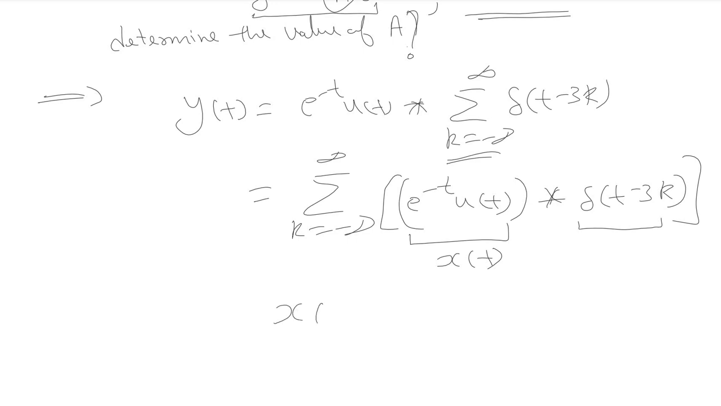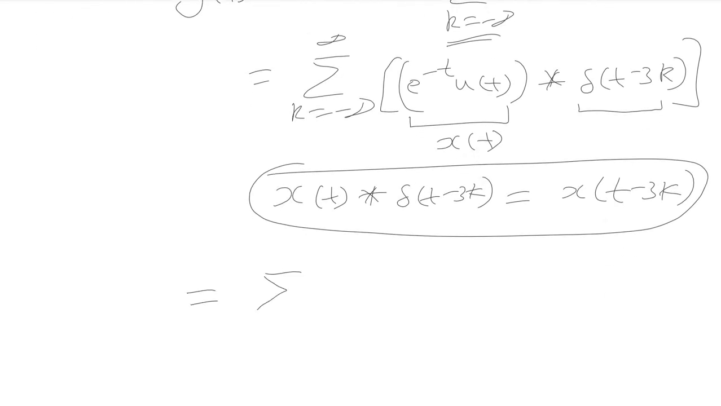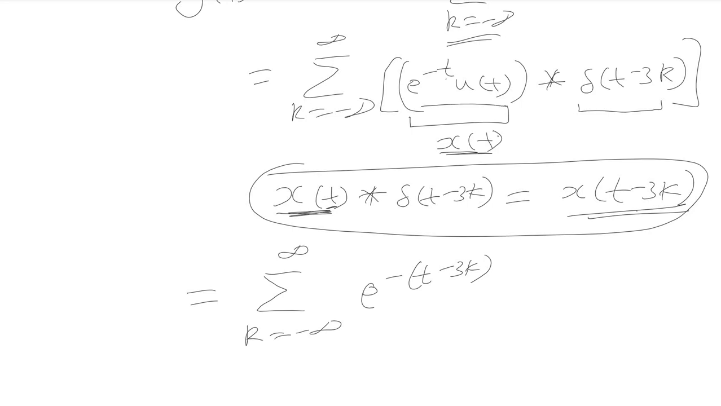We've already seen the properties of the convolution operator with the impulse function. If any signal x(t) is convolved with such a signal delta(t minus 3k), the resultant will be x(t minus 3k). We'll make use of the same property in this question, and hence the resultant will be the summation over k from minus infinity to plus infinity of e raised to the power minus (t minus 3k). Since this is your x(t) signal, x(t) gets converted to x(t minus 3k), the argument t is replaced by t minus 3k. So in x(t), which is e raised to the power minus t u(t), we replace the argument t by t minus 3k. This is the simplified expression now.